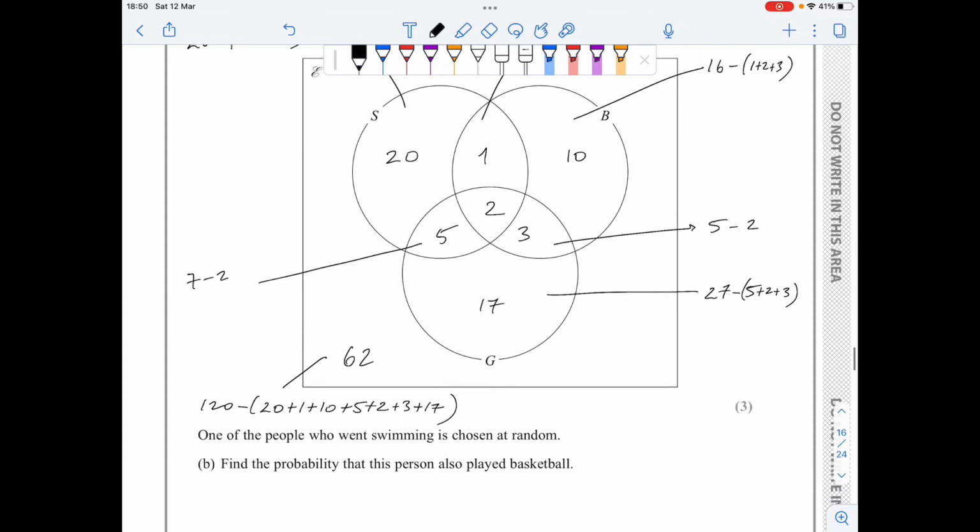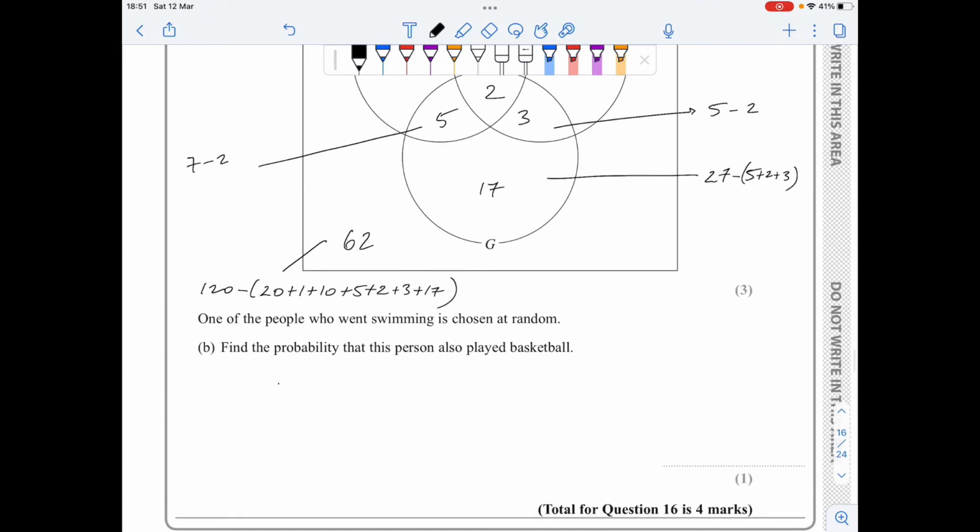For part B, we are given that one of the people who went swimming is chosen at random. So my denominator is one of those people, that's 28. And out of those 28, I need to see what's the probability of picking one who also played basketball. Now, out of those 28, these three also played basketball. So my answer would be 1 plus 2 over 28. That's 3 over 28.